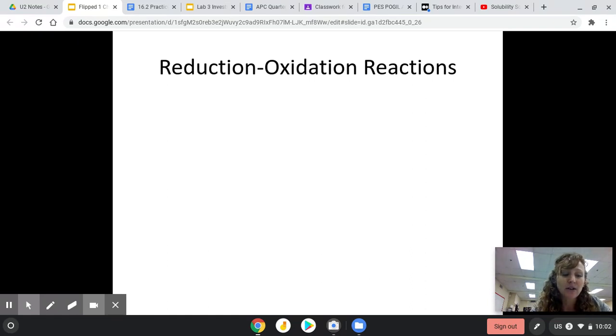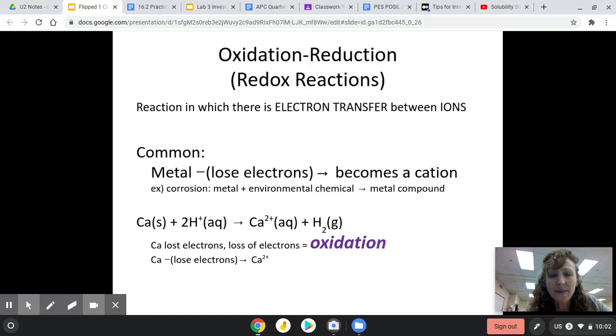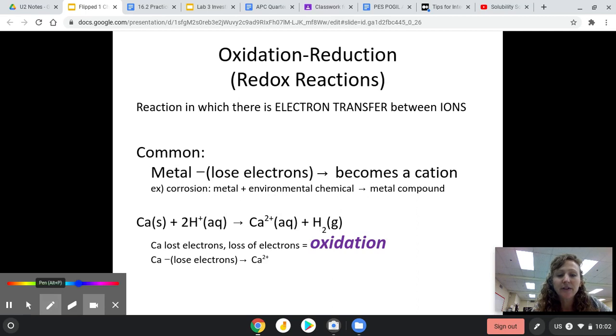So let's pick this apart and talk about what they are. All right, so in a redox reaction, you have an electron transfer between ions. Usually what you have is a metal that loses electrons. Remember, metals are this big class of elements that are fairly stable, and they have this really unique structure where they are covered by a sea of electrons, right? And because they're covered by the sea of electrons, they share these electrons really well. And that sea of electrons becomes mobile. It can shift and move very easily.